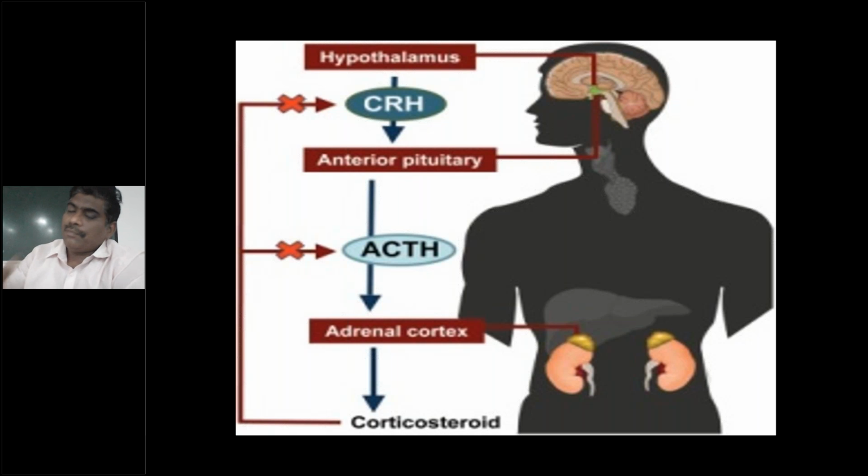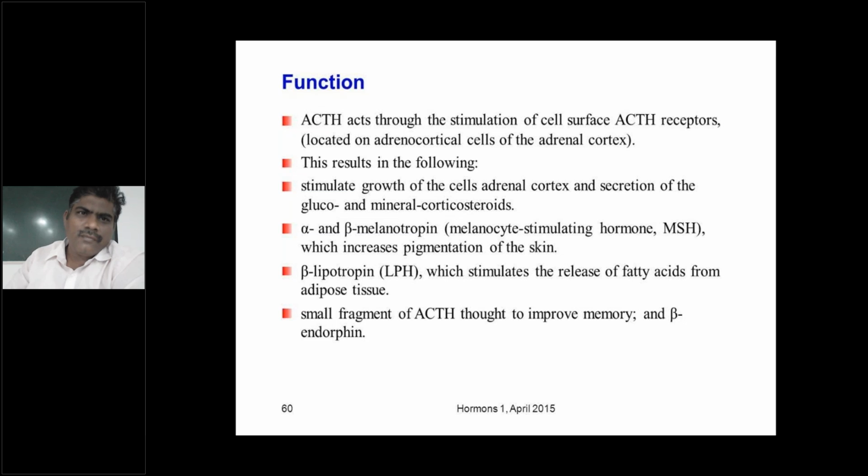The release of these adrenocorticotropic hormones is again under the control of the hypothalamus. The hypothalamus releases the corticotropin releasing hormone. This corticotropin releasing hormone acts on the adrenocorticotropic hormone. These adrenocorticotropic hormones act on the adrenal cortex, and it facilitates release of the corticosteroids from the adrenal cortex.